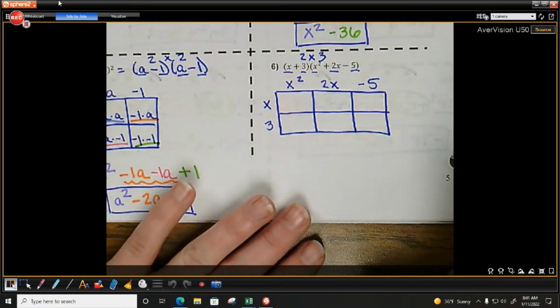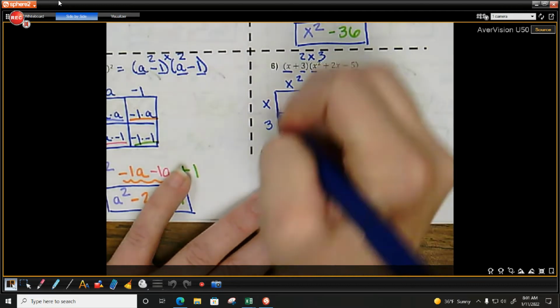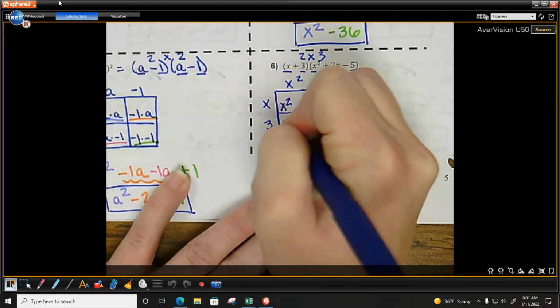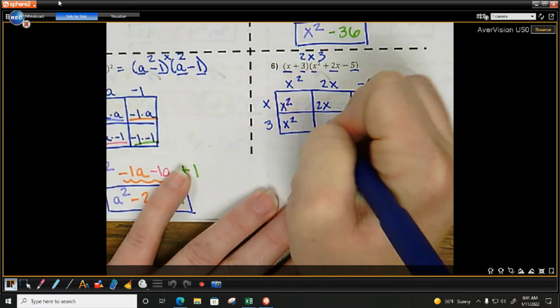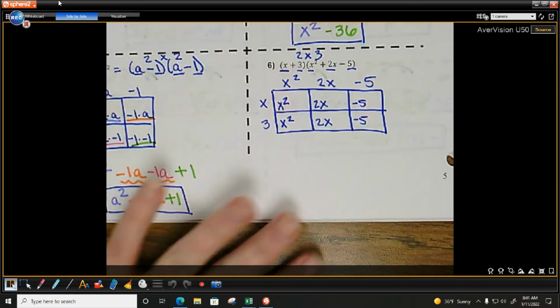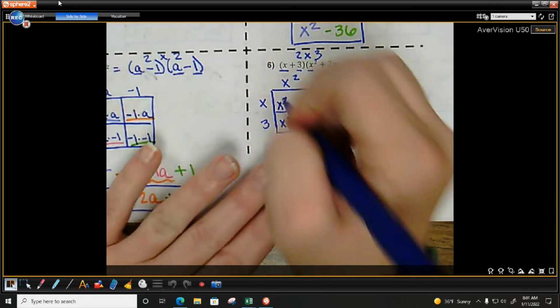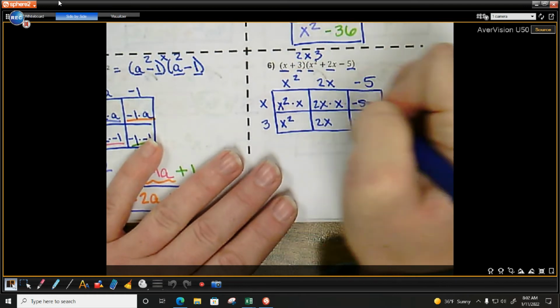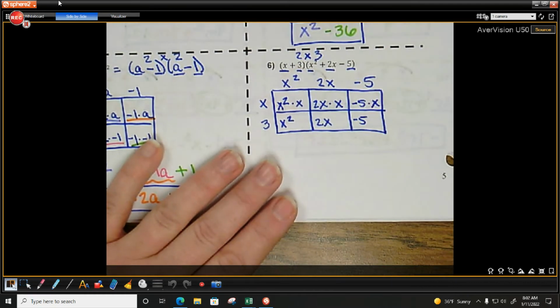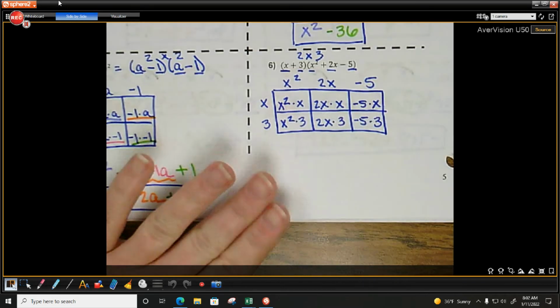Okay, just like we did before, label your columns. X squared column, 2x column, negative 5 column. Then we're going to label our rows. Times x, times x, times x. Those are all in the x row. Then times 3, times 3, times 3. Those are all in the 3 row.